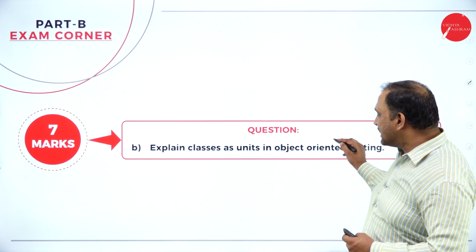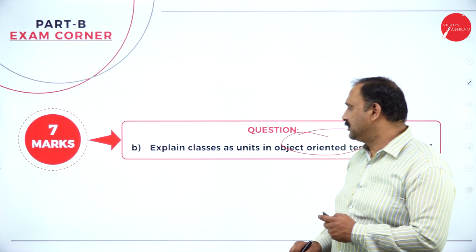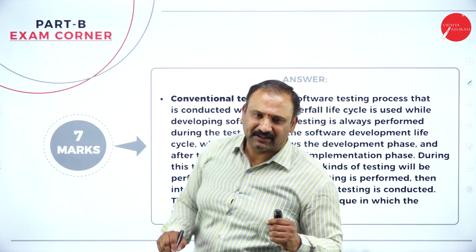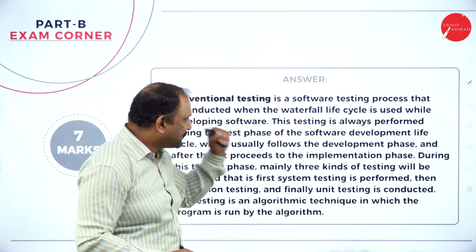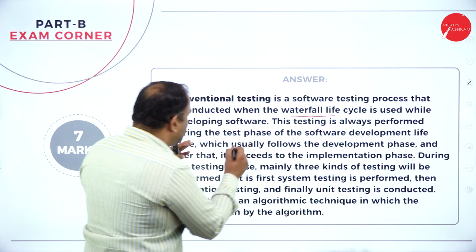Now, explain the classes as units in object-oriented testing, which is also an important question. Now, how do you do it? You use a conventional testing methodology altogether. That's a process which will use a waterfall life cycle, which is used in developing.